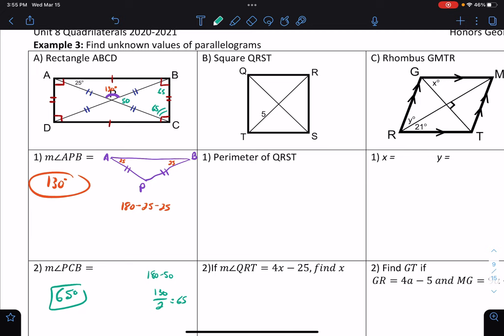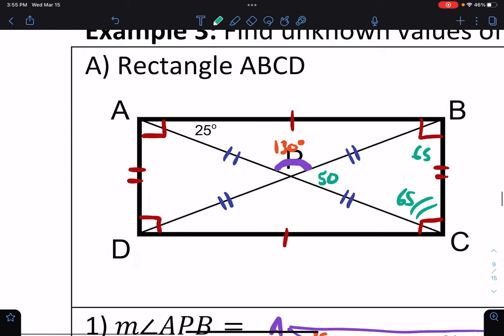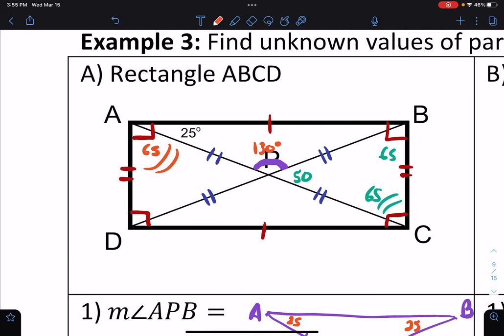Another way is saying, okay, up here at angle A, that's 25 degrees. So the other part needs to be 65 degrees. And then what's the relationship between that 65 and PCB, the angle we're trying to find? Alternate interior angles. So you've got a couple different ways to tackle these. You can use that previous knowledge from parallel lines cut by a transversal, or you can look for triangles to implement the triangle sum theorem, okay?